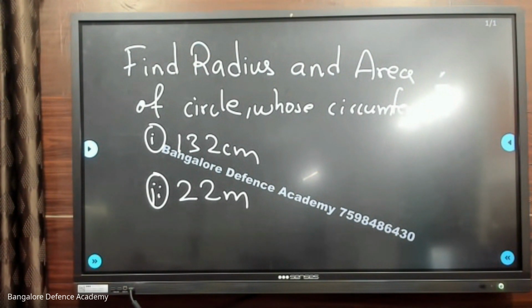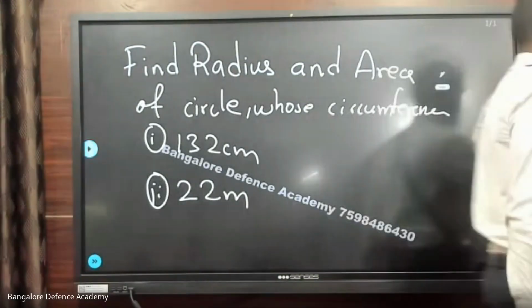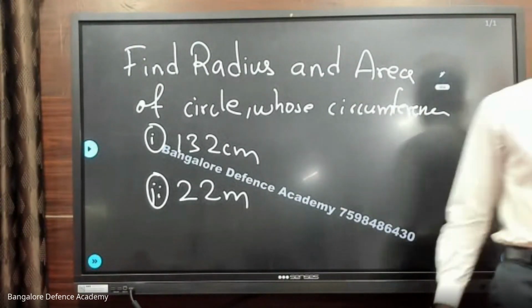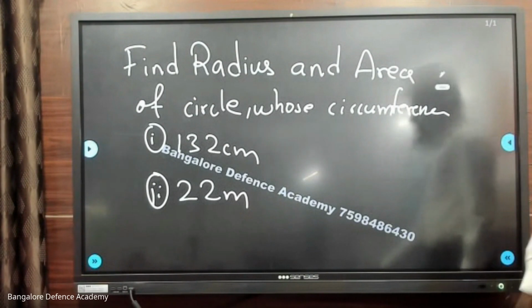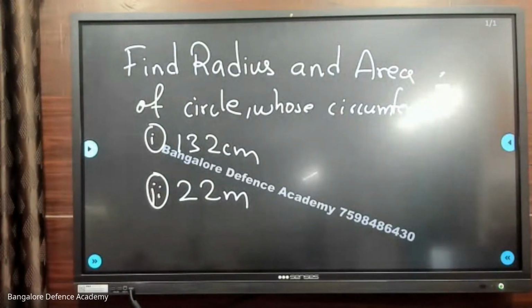What do you have to find? Radius and area. 22. Yes, anyone getting the answer?